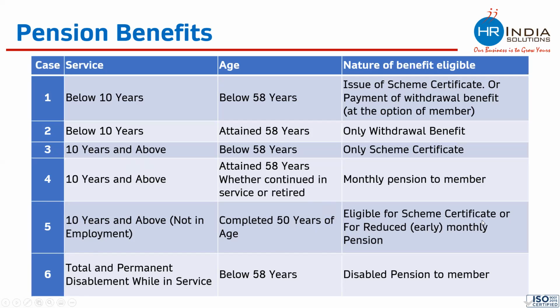Eligible for scheme certificate, like he can apply for a scheme certificate, or he can apply for a reduced early monthly pension, right? If the person has served for 10 years and his age is between 50 to 58 years, in that case, the person can apply for a scheme certificate, or he can also apply for a reduced early monthly pension. I hope from this point that question has been answered, right? Who has asked? Atul, आपने पूछा था, I believe.